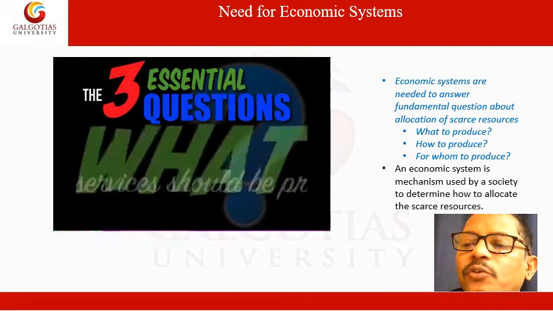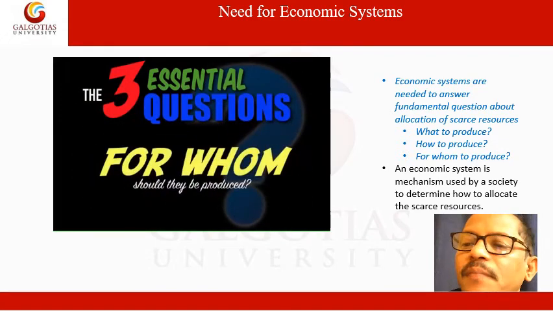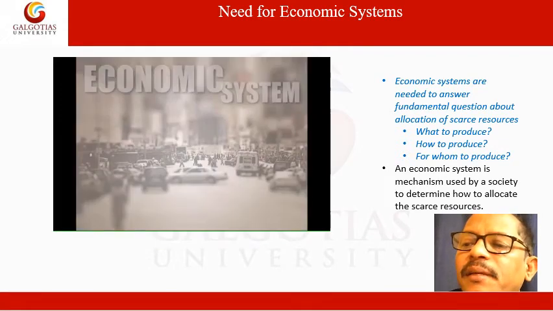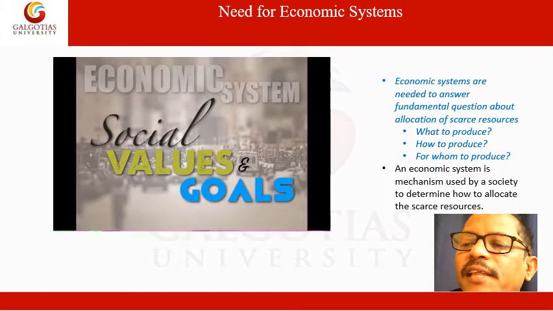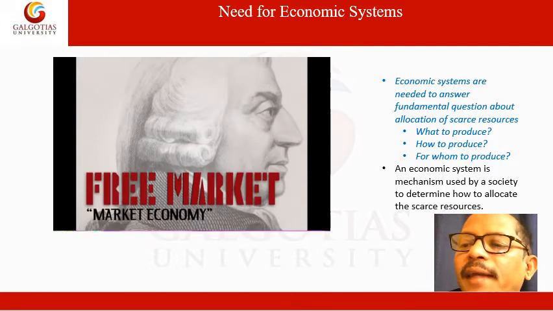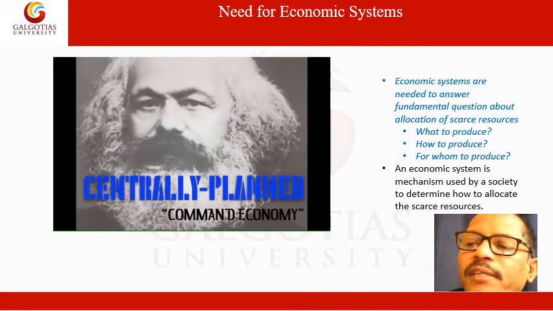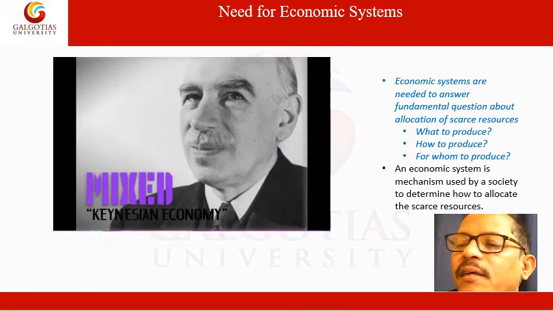This brings me to today's topic, which is economic systems. An economic system is a mechanism used by a society to determine how to allocate scarce resources. These various economic systems have to answer the three essential economic questions of what to produce, how to produce, and for whom to produce. And they answer these essential economic questions based on social values and goals. In other words, what the society wants and what it is looking to achieve.